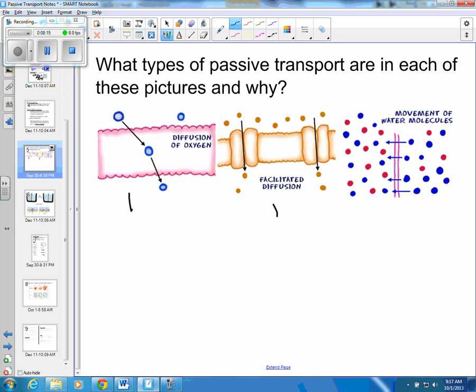Okay, so over here, how many molecules are on this side? 2. Okay, how many molecules are on this side? 4. Is there a concentration gradient? Yes. Okay, why? Why, Rose? Okay, so it's because there is more on one side than the other, right?